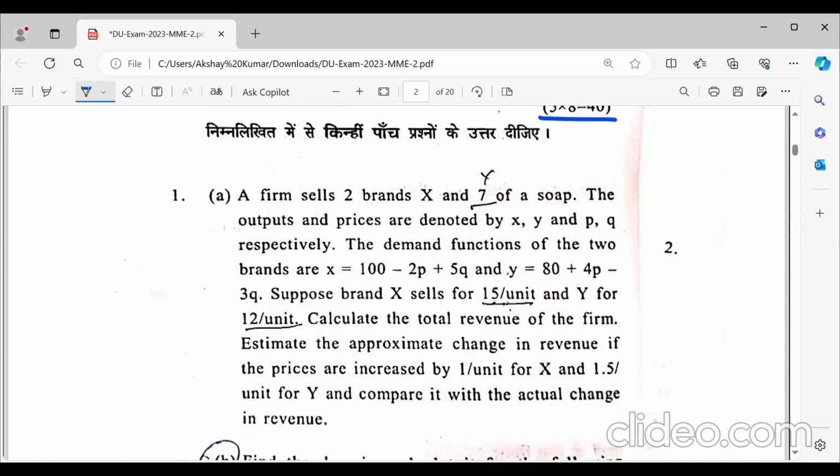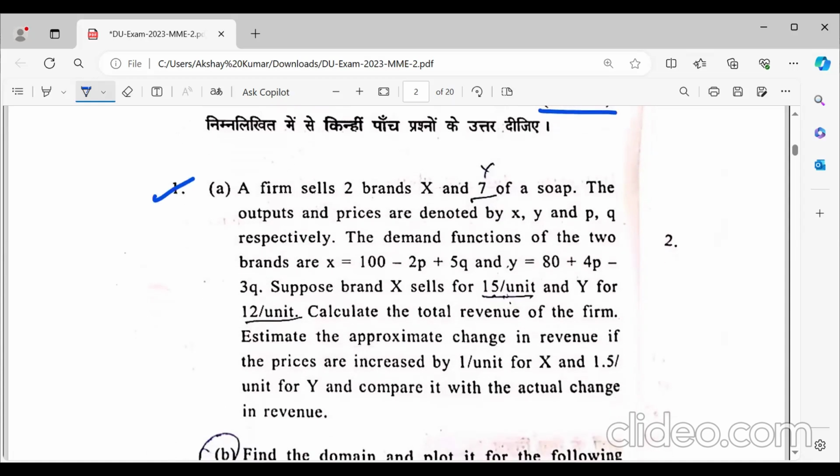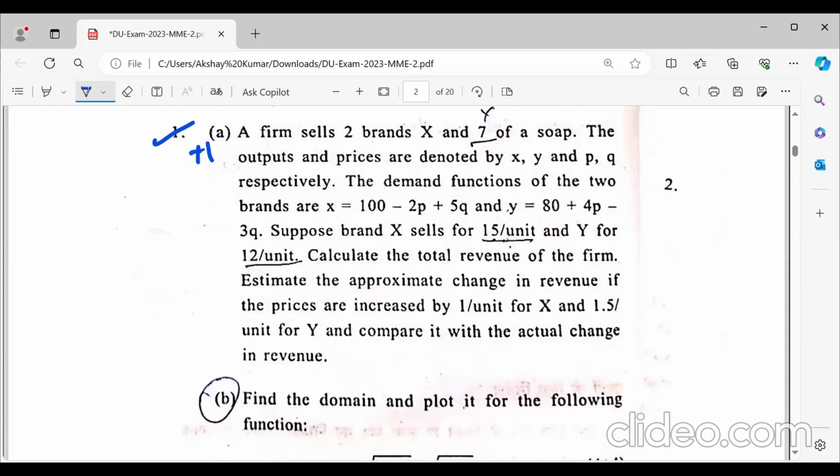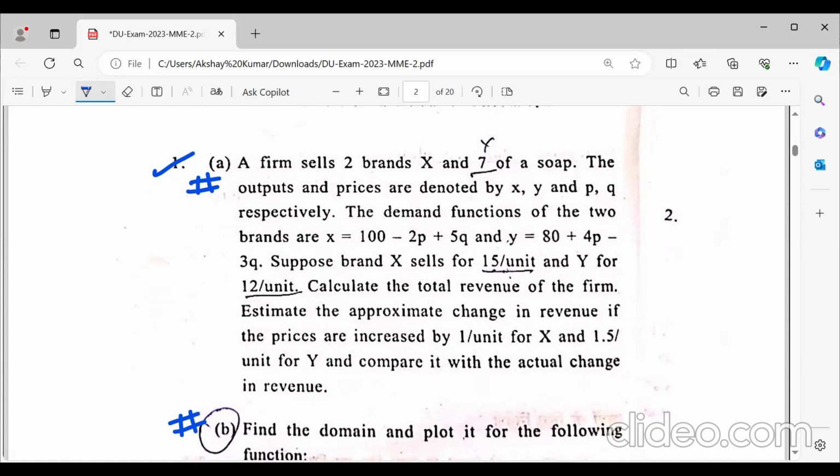So let's quickly look at problem 1. Problem 1 further has 2 parts, part A and part B. Let's look at part A. A firm sells 2 brands X and Y. This is not 7, please make a correction, this is Y. So I can remove this. A firm sells 2 brands X and Y of a soap.